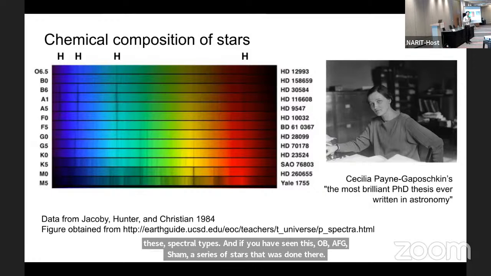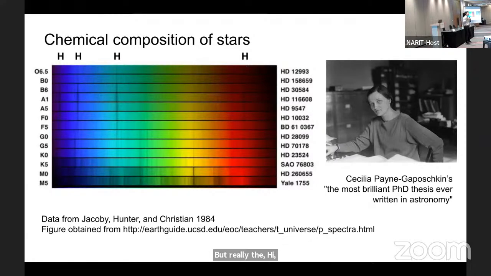But really where this spectroscopic work comes in is with Cecilia Payne, who was a PhD student not at Harvard, because at the time Harvard also did not allow women to study for a PhD. So I believe she was at Radcliffe, which is like a female university next to it. And she wrote what has been regarded as the most brilliant PhD thesis ever written in astronomy.